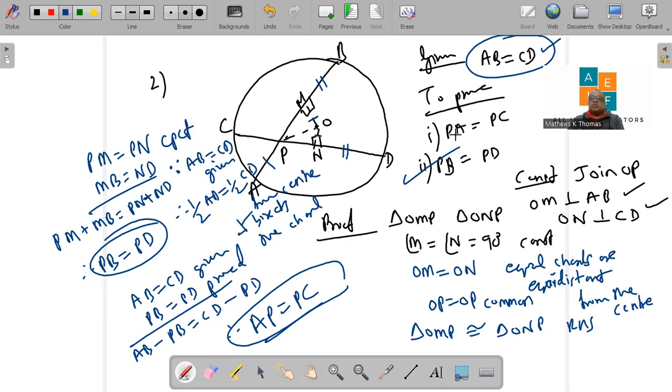So this is an important question. Prove that if chords are equal, the corresponding segments that are formed are equal. So this is the proof of that.